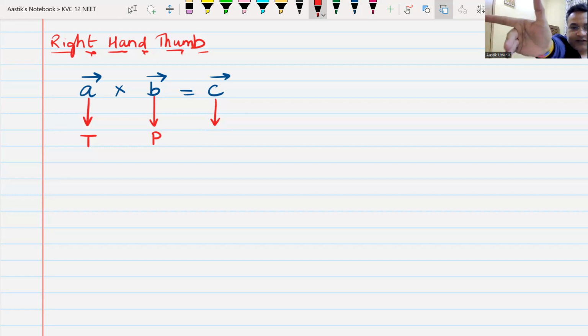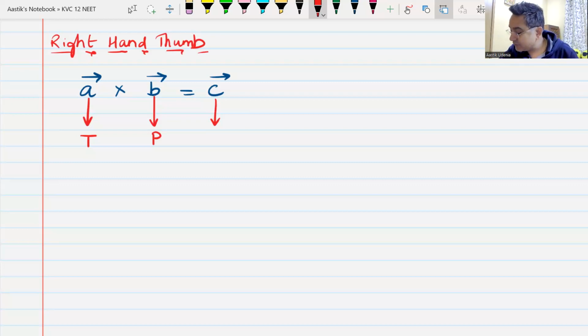Do we understand what I'm saying? First vector, second vector, cross product. If the first vector is here and the second vector is here, the cross product is in the third direction. Do we understand this? Because these three are three perpendicular directions. Right hand thumb rule: thumb, palm, cross.